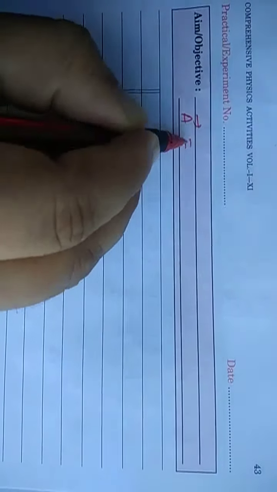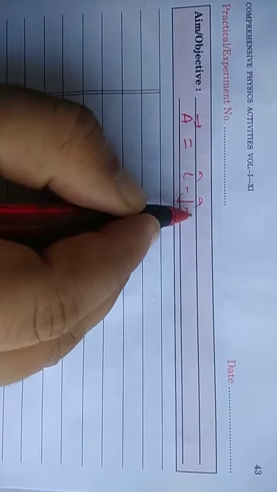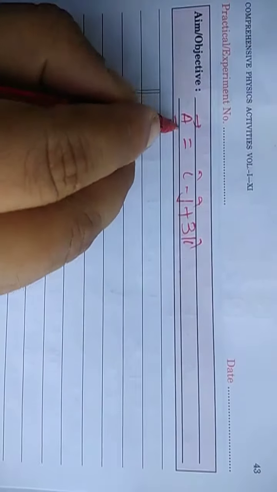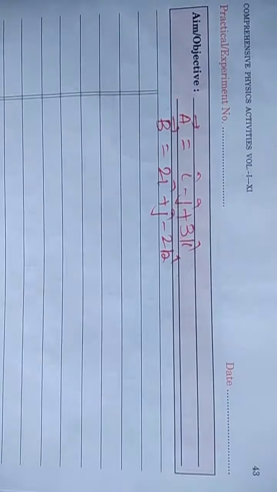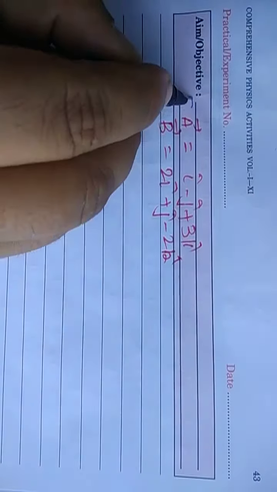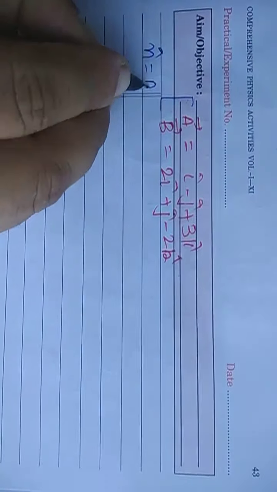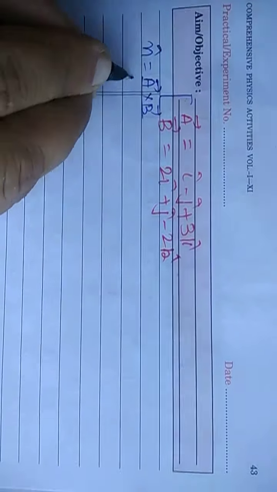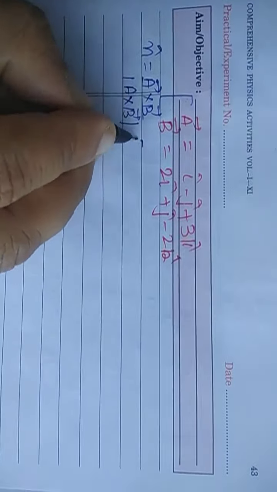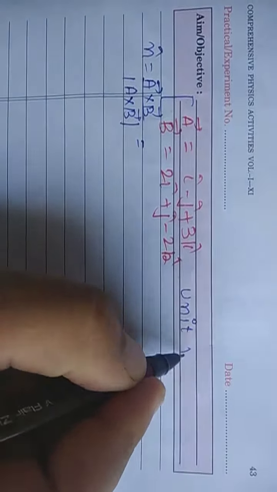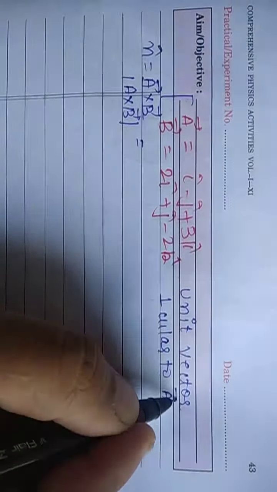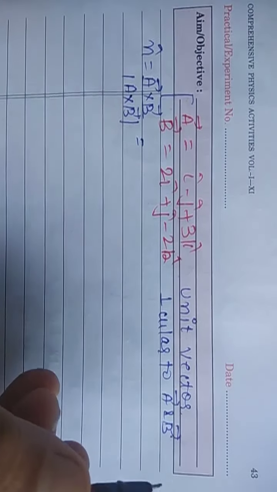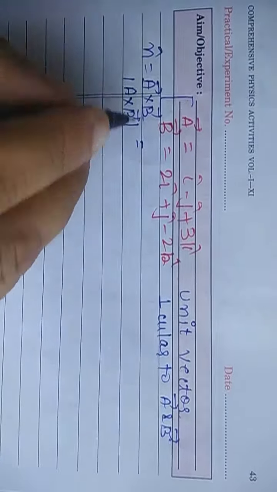Now let us solve another numerical, in which a vector is given to me as i cap minus j plus 3k cap, and b vector is given to me as 2i plus j minus 2k cap. And the question is, find a unit vector perpendicular to these two vectors. So it means I want to find a vector cross b vector divided by magnitude of a cross b. So very easy. Let us find first a cross b.